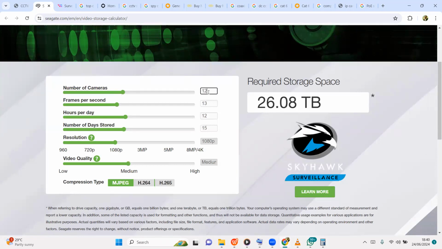You can say, okay, no, I just have 10 cameras. Frames per second, you can leave it at the default. Hours per day, I want to do 12 hours per day. The number of days stored, I want to do 30 days, right? Now, if you are doing 30 days, it means that every 30 days, that hard disk is going to be very full.